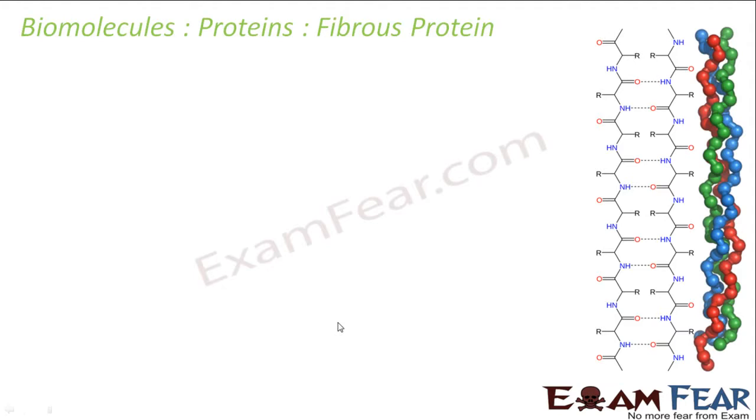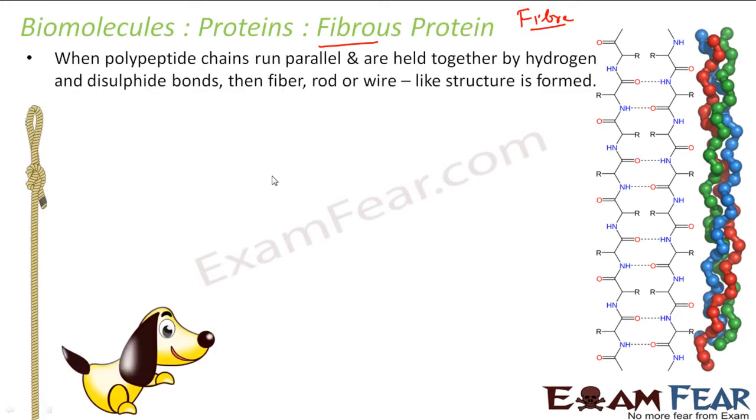So what are fibrous proteins? As the name suggests, fibrous means the shape is like fiber. This word came from fiber, right? When the polypeptide chains run parallel and are held together by hydrogen bonds and disulfide bonds, then a fiber or rod-like structure is formed. This is called fibrous protein, shaped like fiber. It is also called scleroprotein. The shapes are like rods or wires or fibers, and they are storage proteins.